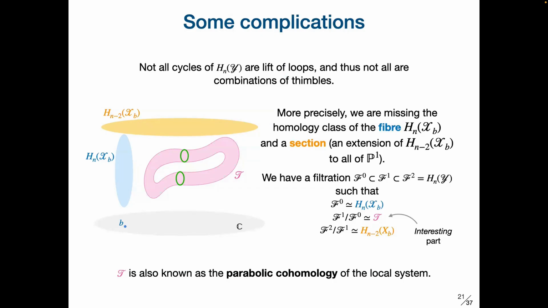However, for the sake of computing periods, it turns out that this fiber and these sections are not so interesting because their periods are zero. So really the interesting part is something in the middle here, which is precisely what you can generate with extensions. And it's interesting because the periods of everything else are trivial. And so this middle part is also known in the literature as the parabolic homology or cohomology of your fibration.